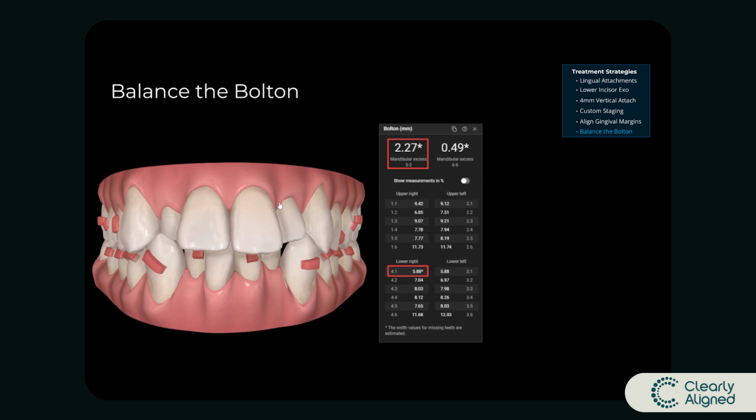So what we see in this case is that he has a Bolton discrepancy. We can pull up the Bolton table from the Invisalign ClinCheck, and it tells us that between his lower canine to canine teeth, those teeth are 2.27 millimeters larger than they should be, or inversely, the upper canines between those spans are 2.27 millimeters smaller than they should be.